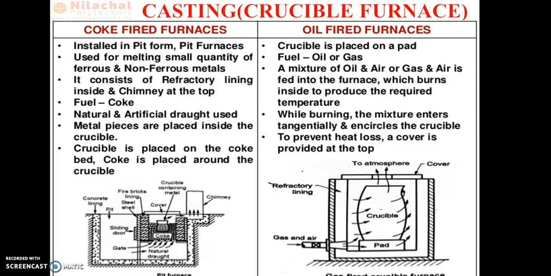The pit opening is covered by a cover so that the inner temperature will be maintained, and the burnt, hot and waste gases will escape through the chimney. So basically, these are the bricks, and we are putting a crucible pot inside it. We have a coke bed here and a natural pit draught, so that whatever smoke comes out will go through the chimney. So this is the construction of the pit furnace.